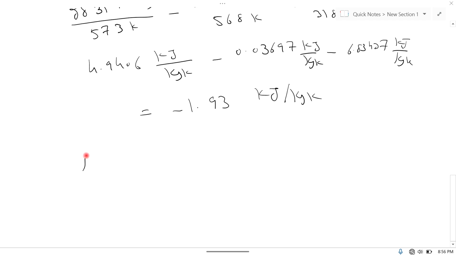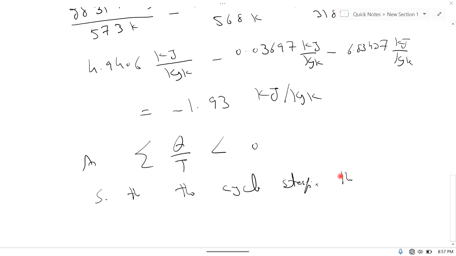So as the summation of Q by T is less than 0, the cycle satisfies the Clausius inequality. And this is the end of the problem.